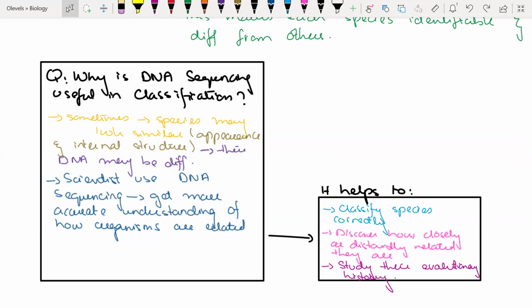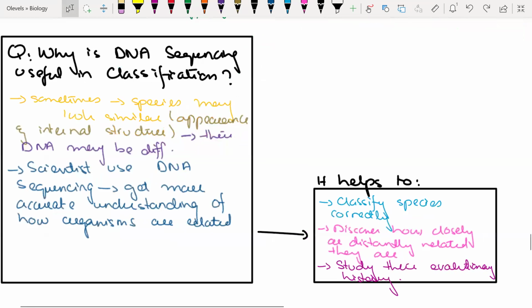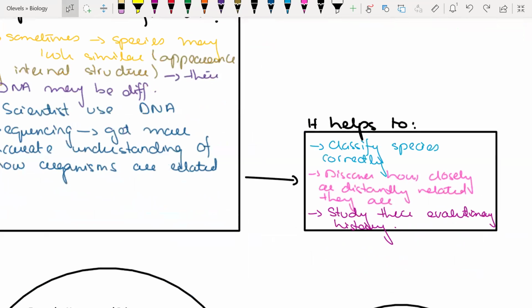So, I was saying that sometimes species may look similar in appearance and internal structure, but their DNA must be different. Scientists use these DNA sequences to get a more accurate understanding of how organisms are related. DNA sequencing helps to classify species correctly, discover how closely or distantly related they are, and study their evolutionary history as well.